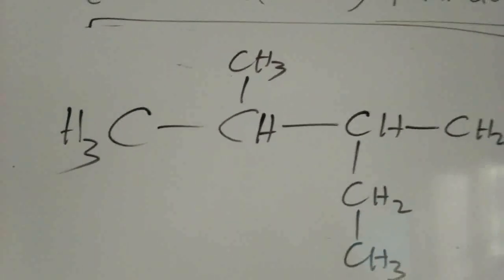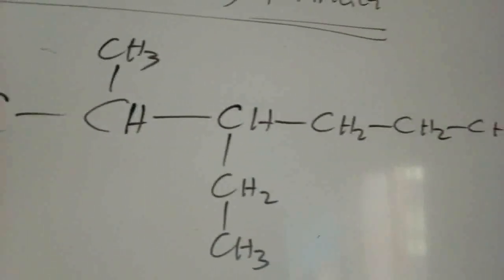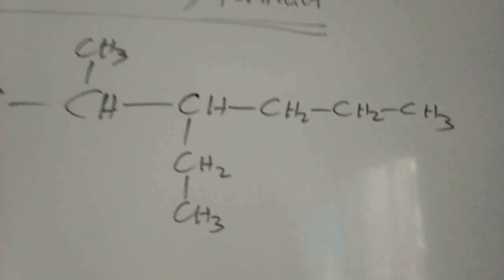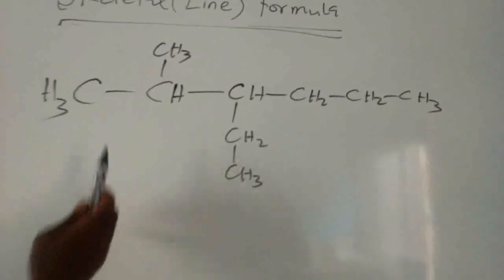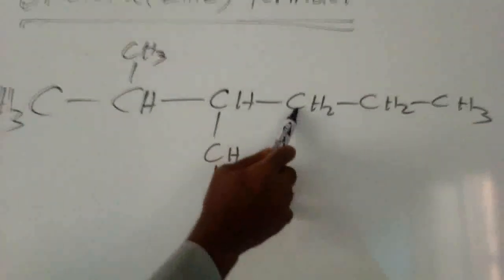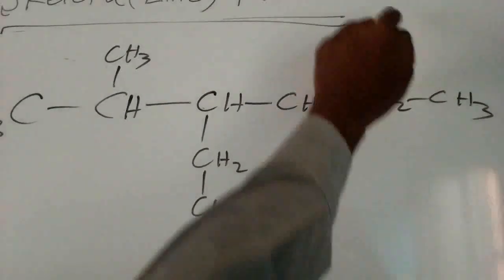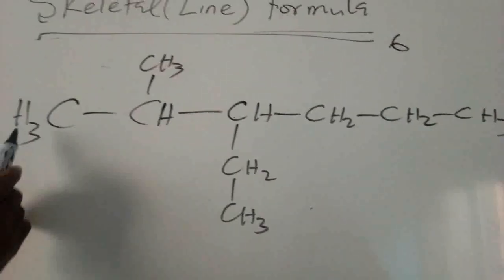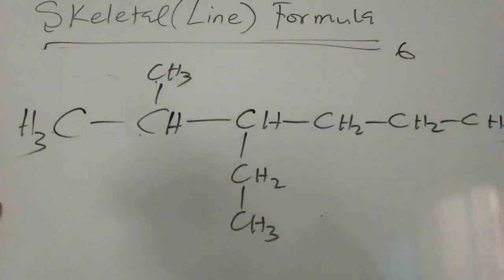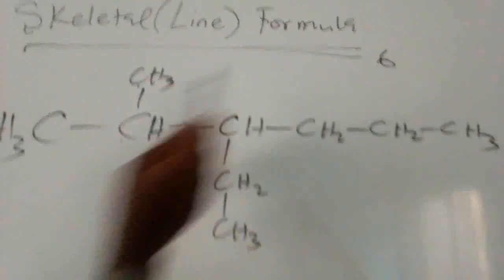Compound on the board, a hydrocarbon. Let's name the compound first of all before we draw the skeletal structure. The longest continuous chain, let's get it. Count the straight chain: 1, 2, 3, 4, 5, 6. Six carbons. Count the branch chain: 1, 2, 3. This one is less, we discount it because it's not more than 6.